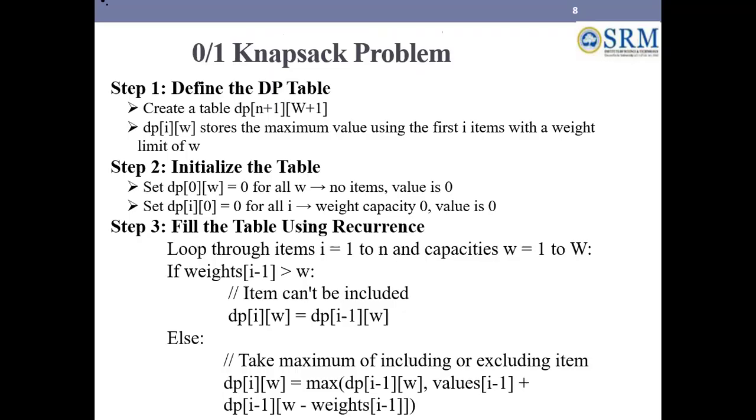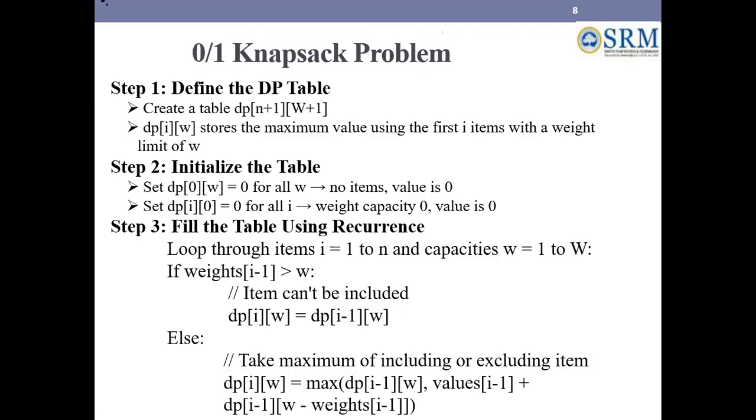So the two-dimensional array DP[i][w] stores the maximum value using the first i items with the weight limit of w. Initially, step 2, we assign the 0th row and 0th column as 0 value. DP[0][w] for all weights: no items are selected, so the value is 0. And for the 0th column, DP[i][0]: for 0 weight, the capacity is 0, so the value is 0.